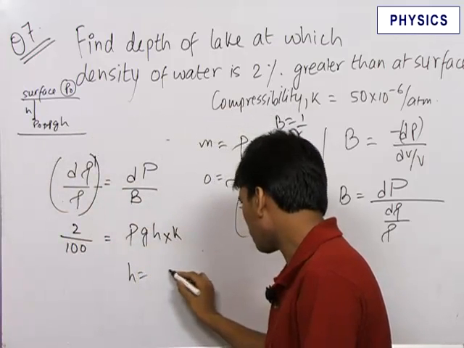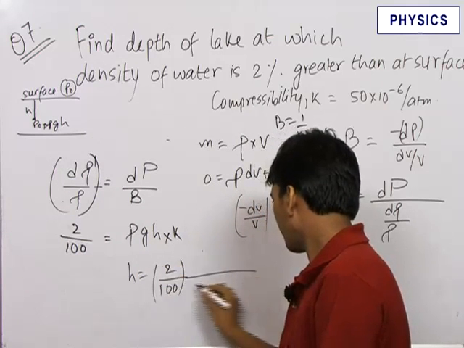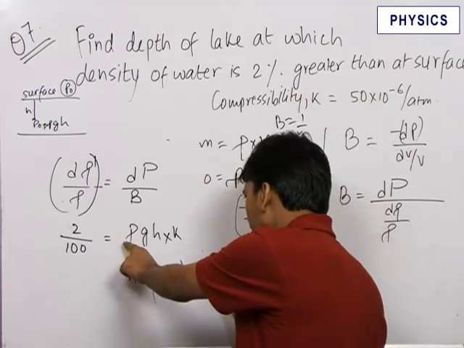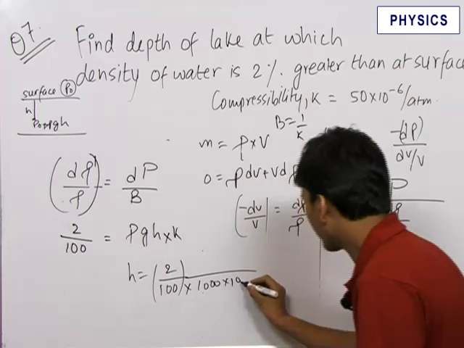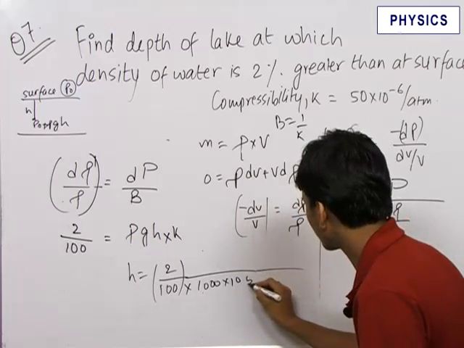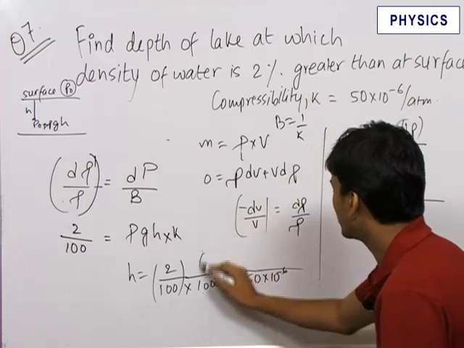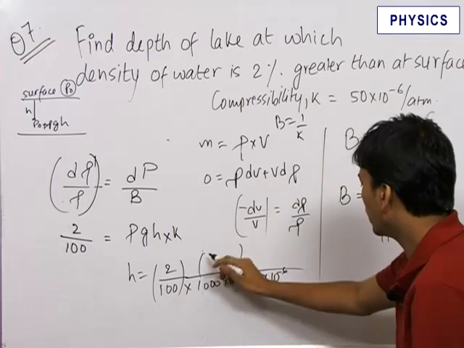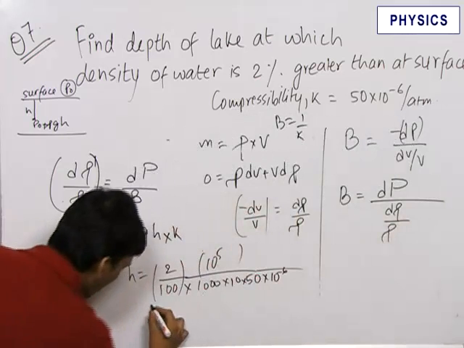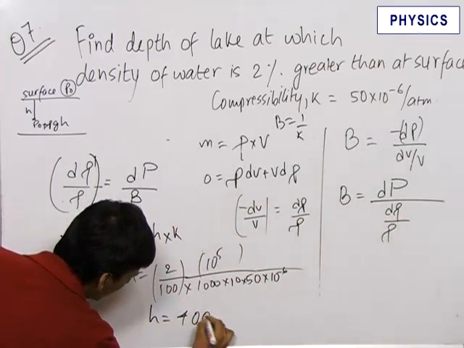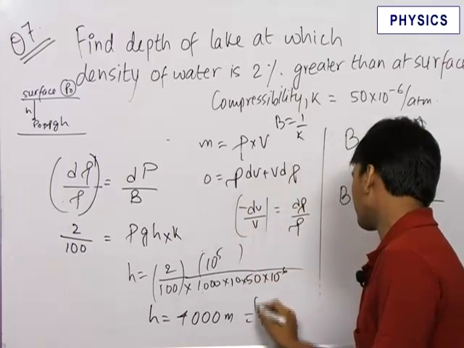Now h comes out to be equal to 2/100 divided by 1000, because the density can be taken to be 1000, into 10 into k, that is 50 × 10^-6 per atmosphere. So atmosphere comes in the numerator. 1 atm is equal to 10^5 newton per meter square. Therefore the final answer comes out to be 4000 meters, which is equal to 4 kilometers.